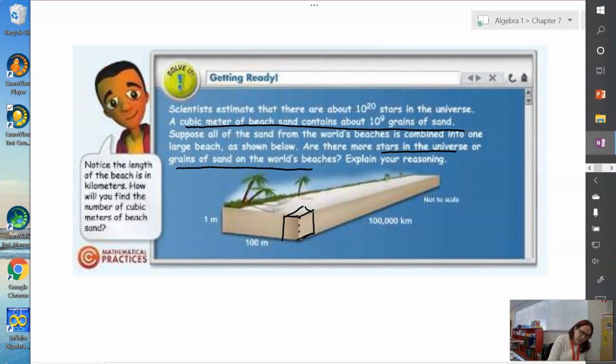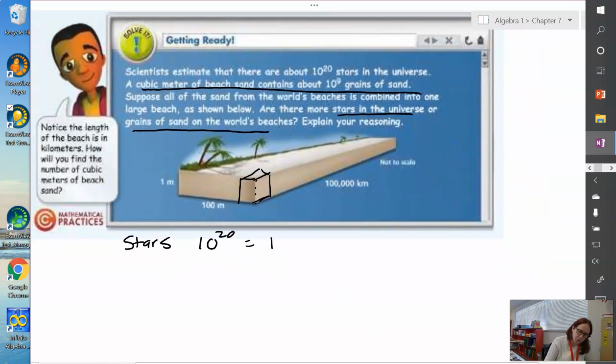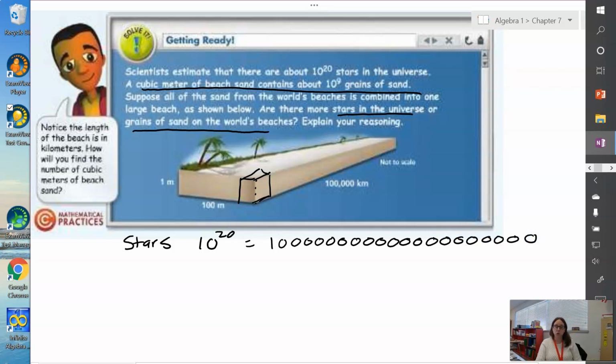So first of all, we have stars, and there's 10 to the 20 of those. What that means is it's the number 1 with 20 zeros written after it. 1, 2, 3, 4, 5, 6, 7, 8, 9, 10, 11, 12, 13, 14, 15, 16, 17, 18, 19, 20. That is a huge, huge number. A lot of times, instead of writing these numbers all the way out, we'll just use 10 to the 20. Or you could think of it as 10 times 10 times 10 times 10 times 10, and there'll be 20 of them.